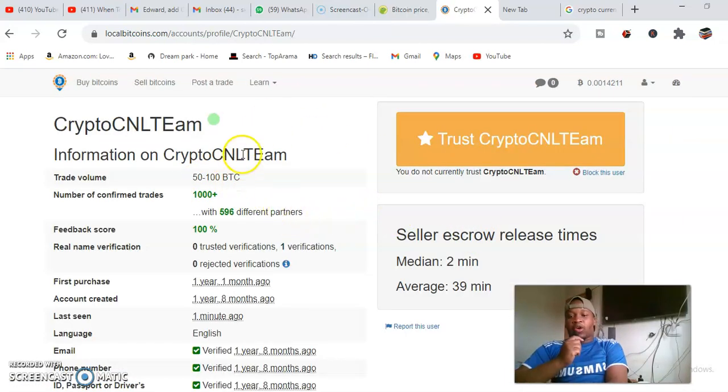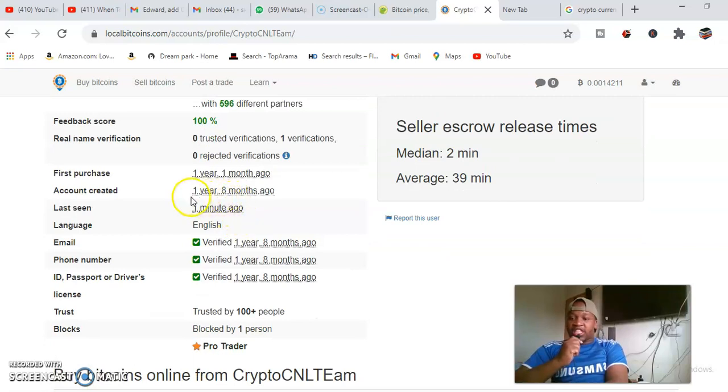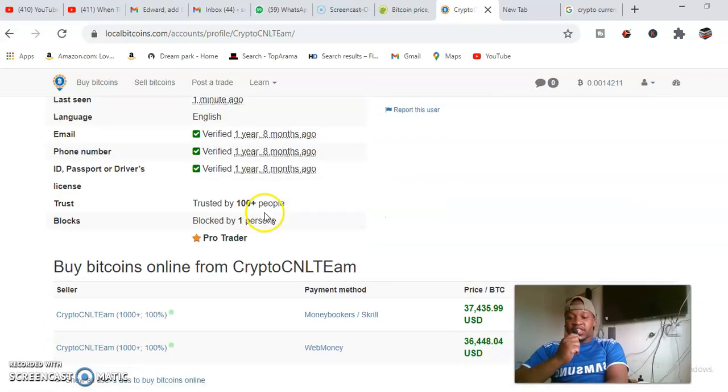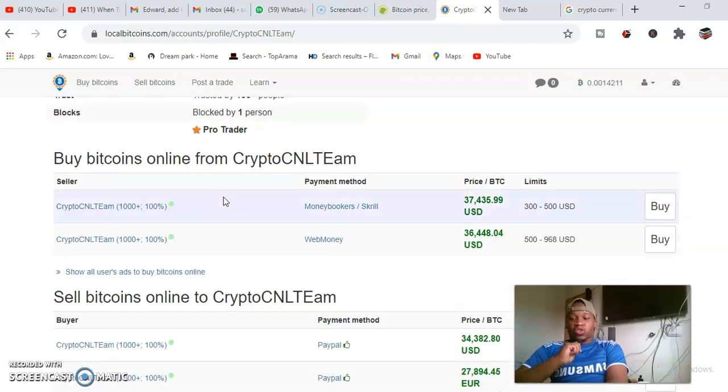We need to come and confirm the authenticity. So we'll come here where it says last seen. The guy was last seen 1 minute ago. They have done over 1,000 confirmed trades with over 596 different partners. And we can see the real name is trusted verification. The account was created 1 year 8 months ago. So at least this is a pro trader, so we have all the reasons to trust them.